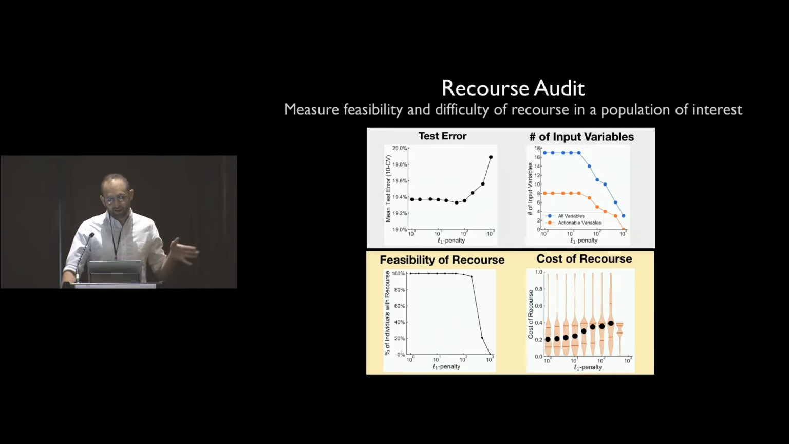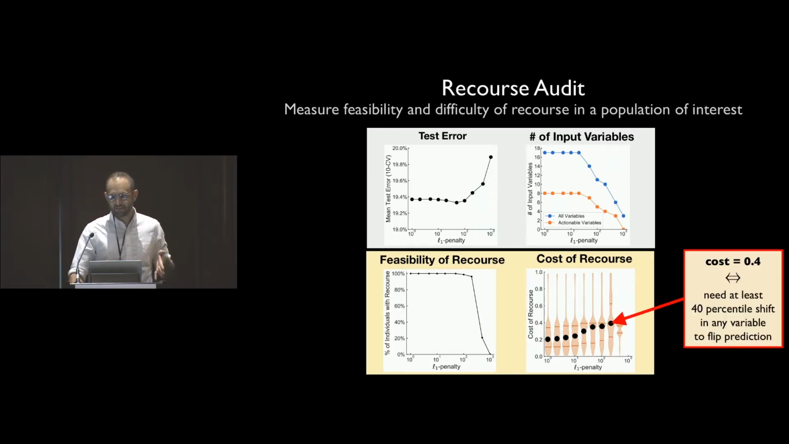And on the right, I'm showing the cost of recourse. So these are violin plots that show the distribution of costs in the target population. And here we've used a specialized cost function so that this actually represents something that's meaningful. So in this case, for instance, a cost of 0.4 means that a person needs at least a 40 percentile shift in any variable to flip their prediction. And that's not like an end-all, be-all measure of difficulty, but it's something that's communicable and that accounts for the target population.